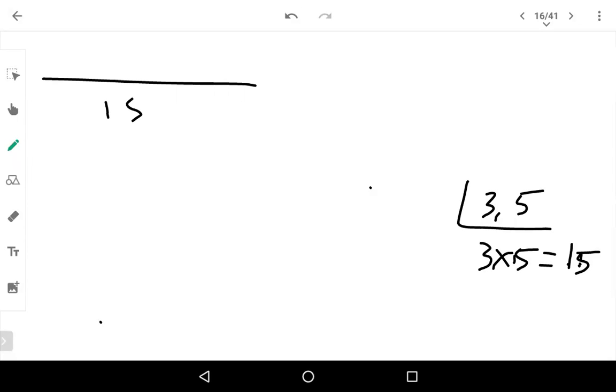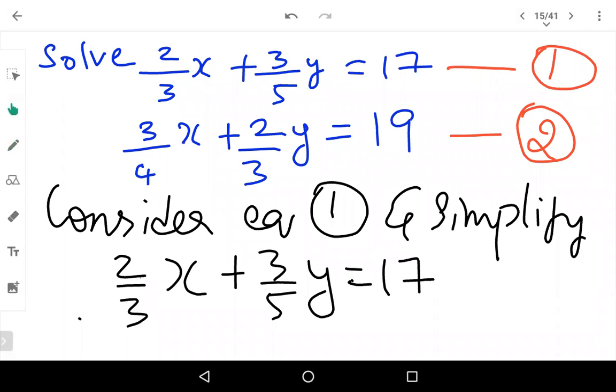Now if you take LCM, the LCM will be of 3 and 5. Both are prime numbers, so you have to just multiply both the numbers. That is nothing but 3 fives are 15. So the denominator will be 15. Now, as I already told you, when we have taken the LCM of the denominators, then you have to cross multiply for the numerator.